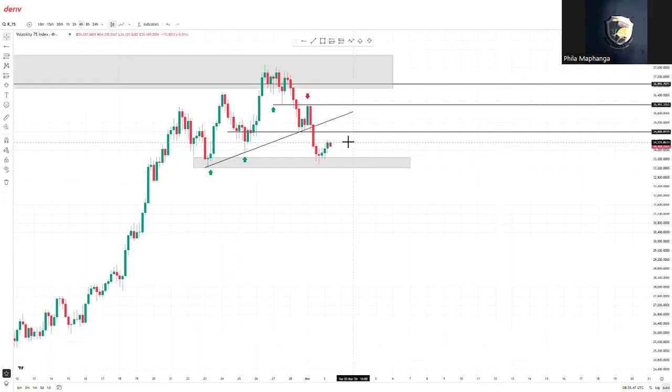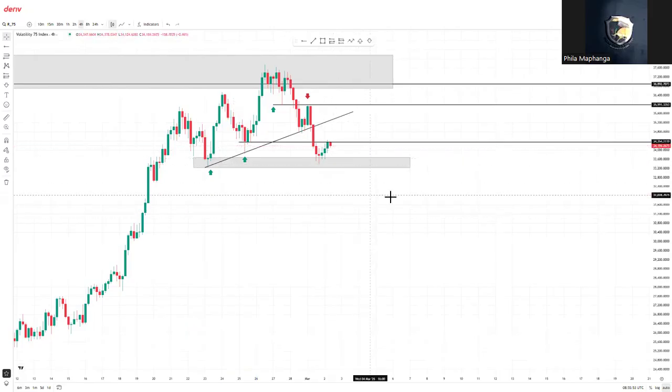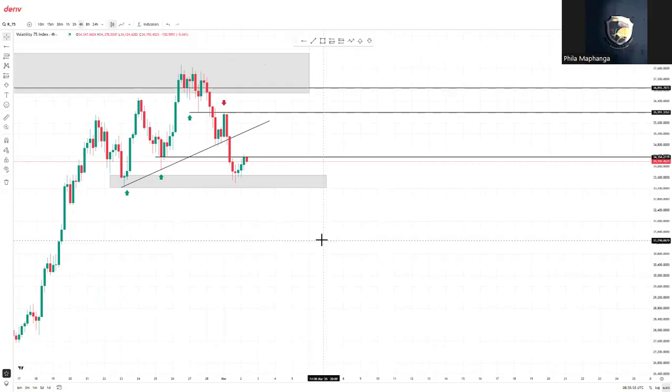You see that the market is currently on what? On the support level. The market is trying to react on the support level. There's nothing that we can do. But bear in mind, as much as the market will try to react here, the market will try to react here.